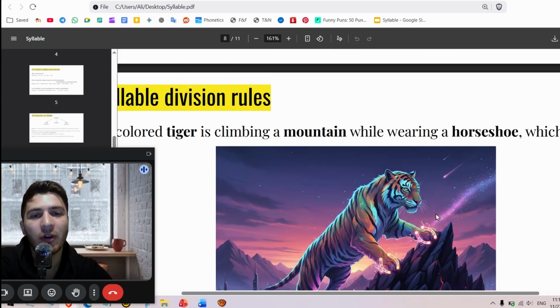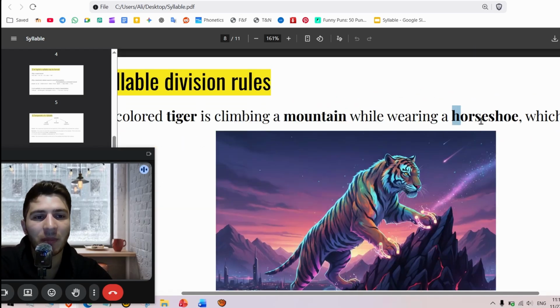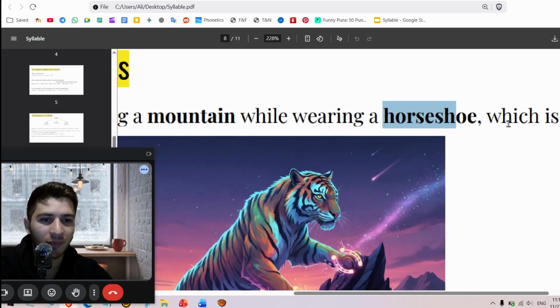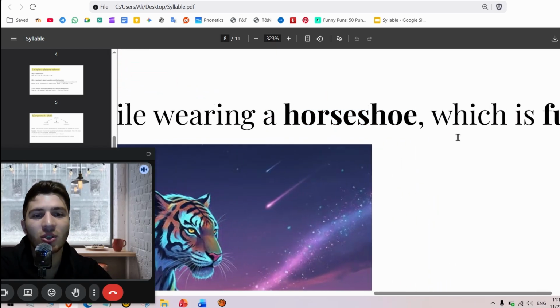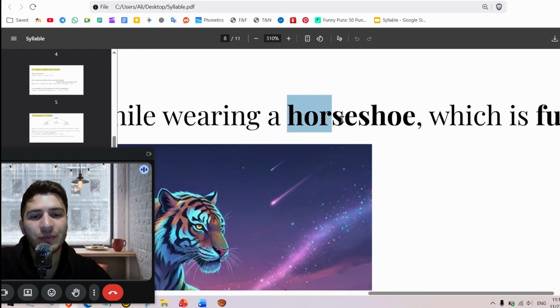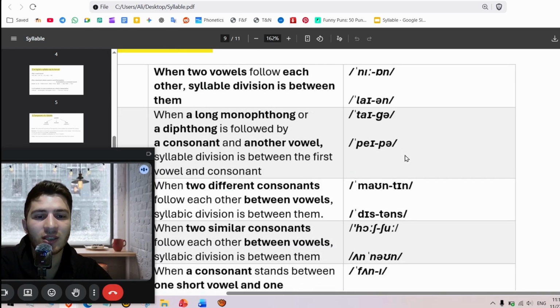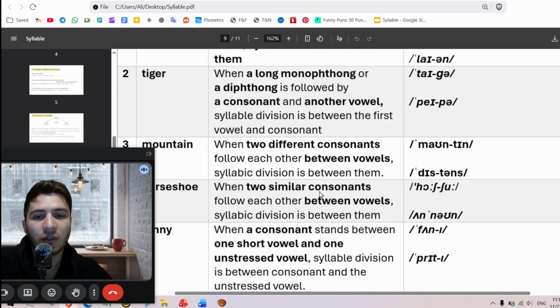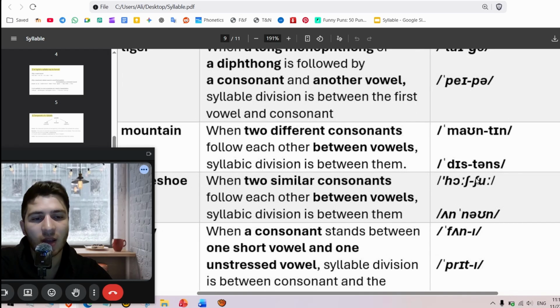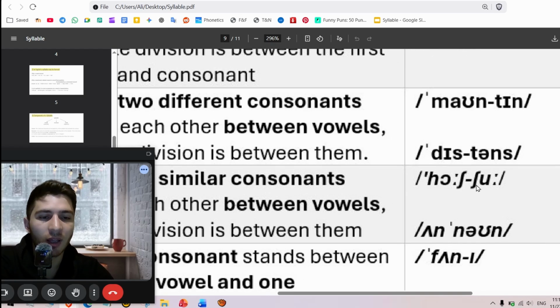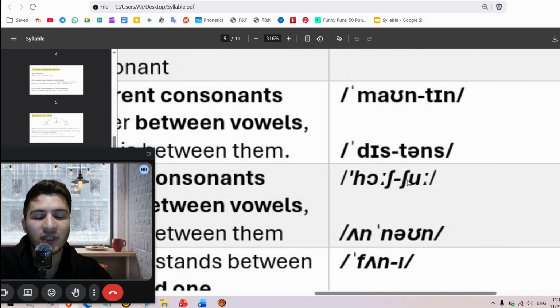Our third keyword to remember is horseshoe. It is a combination of two words, horse and shoe, but they are united and it sounds like horseshoe. When two similar consonants, both of them are sh in this case, follow each other between vowels, syllabic division is between them. And as you can see, we have two similar consonants.